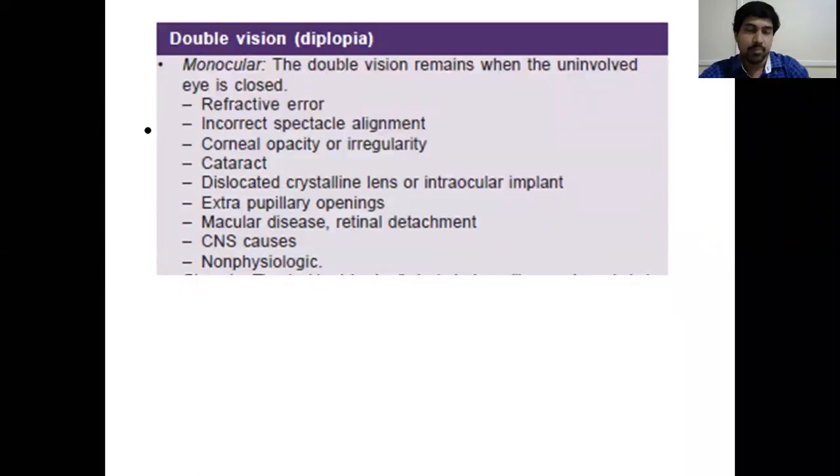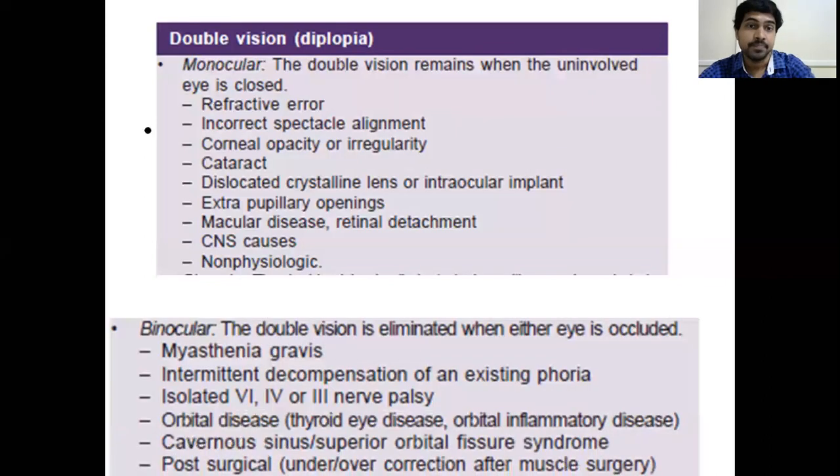So what are the causes of diplopia is a question in your Viva. So what are the various causes of diplopia? Monocular diplopia, that is double vision when you are seeing with one eye. That could be due to high refractive error, or incorrect placement of the spectacle. Suppose the spectacle is decentered, then you get double vision, or corneal opacities, cataracts. In cataract, you get polyopia, diplopia. In your previous classes, I might have told you. Similarly, if the lens is dislocated or subluxated, extrapupillary openings like polycoria, macular diseases, retinal detachment, with all these causes you get monocular diplopia. That is double vision when you see with a single eye.